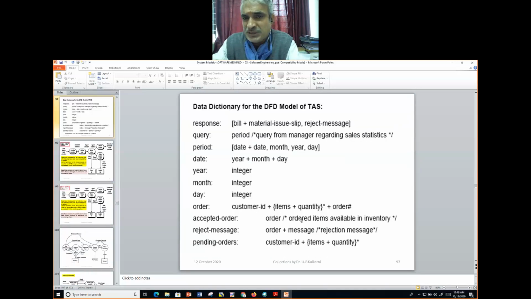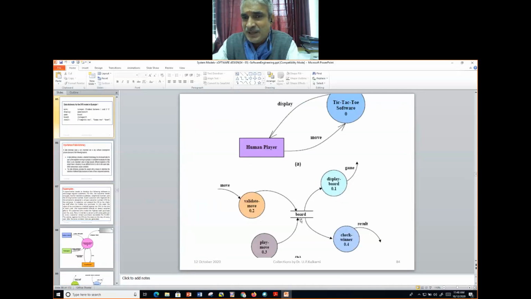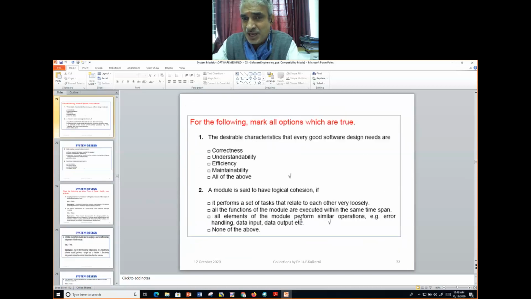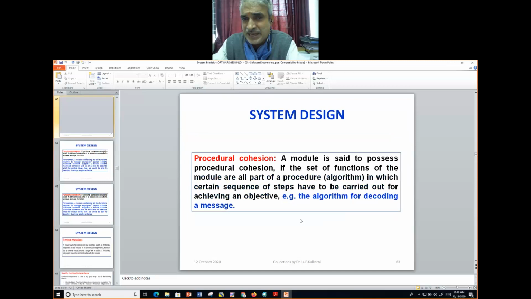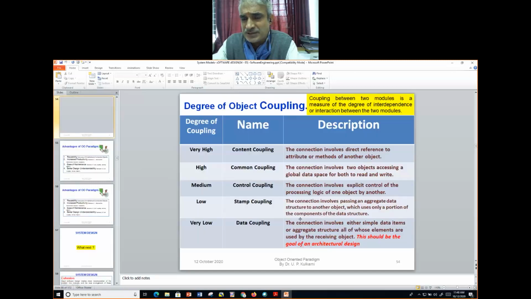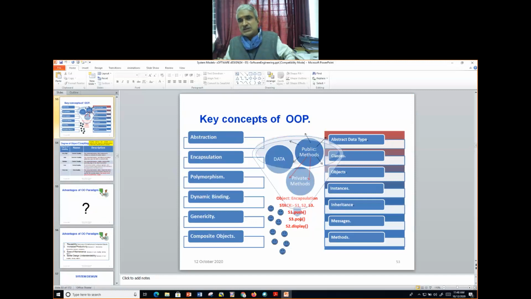Now let's look into object orientation. We have seen this before in a special session arranged from the department side. There we spoke about a lot of things. We spoke about different key concepts. Am I right? We spoke about abstraction, encapsulation, polymorphism, dynamic binding, genericity, abstract data type, classes, objects, instances, inheritance, message, methods, so many things we spoke about, right? Ashish, I think you remained absent for that. Am I right? Yes, sir, I suppose.